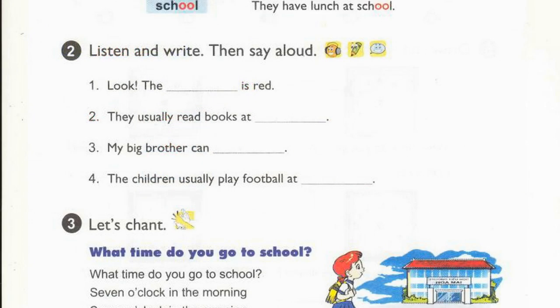Page 10. Activity 2. Listen and write. Then say aloud. 1. Look! The book is red! 2. They usually read books at school. 3. My big brother can cook. 4. The children usually play football at noon.